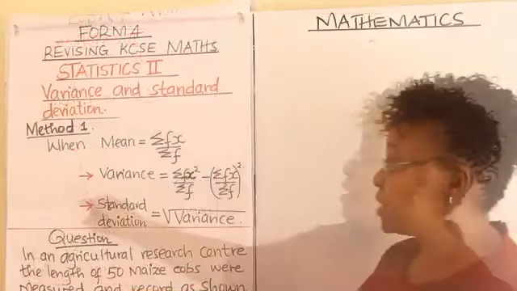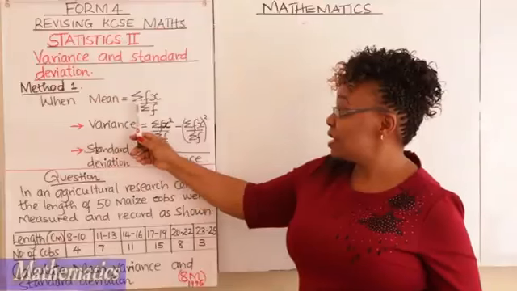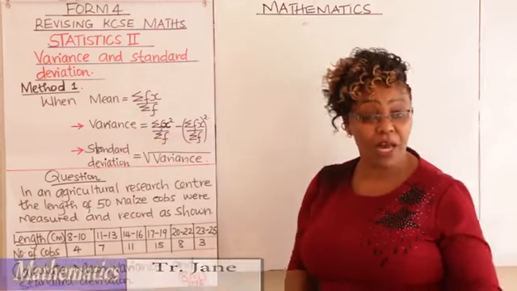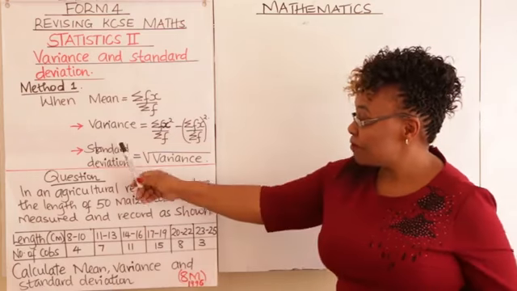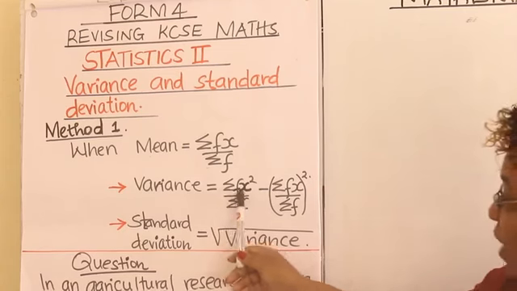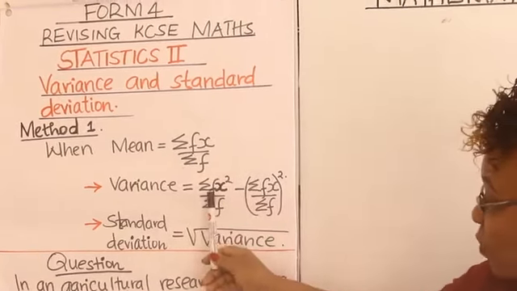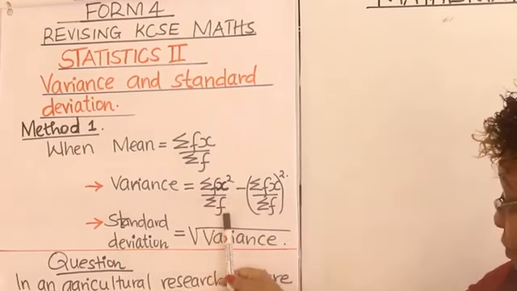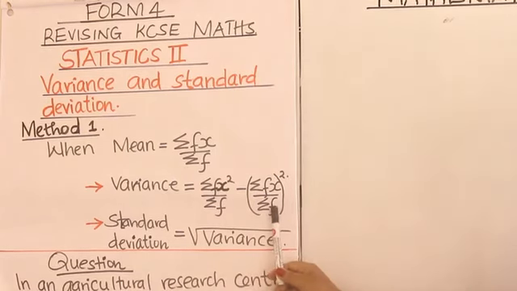The first method is when you have calculated your mean using this formula, sum of fx over sum of f. When you have calculated it using this method, variance is got by what? It is got by this formula here, sum of fx squared. It is almost related to this, but here it is sum of fx squared. There is a square there. Divide by sum of f minus sum of fx squared over sum of f squared.